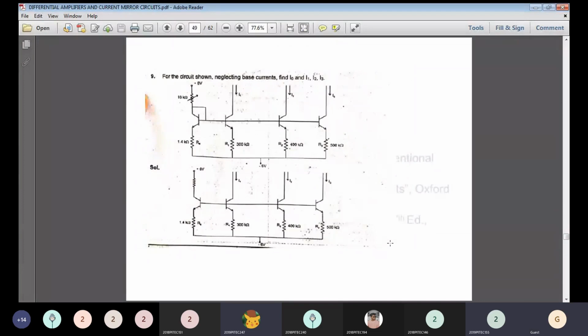So the next question, this is the diagram. From the diagram you can identify this is a current mirror circuit. Here neglect all the base currents and find out what is the output current I0 and I1, I2, I3. What is the output I0? When the base current is very small, this is equal to the reference current. That is the concept of current mirror, right? So from the current mirror diagram, that is R1, R2, R3, and this is your RS.